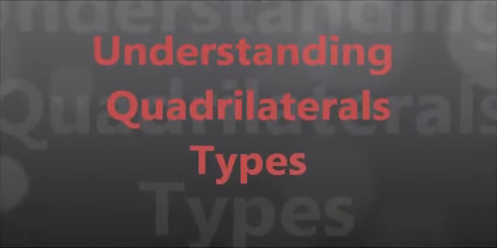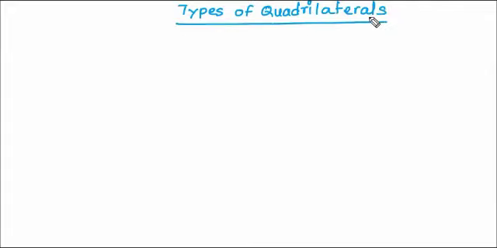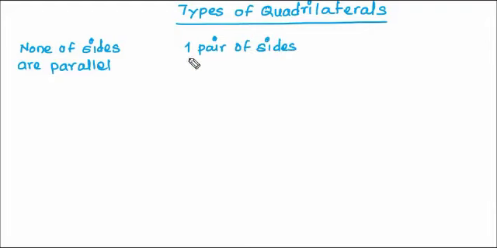Hello everyone. In this video, we'll look at different kinds of quadrilaterals. We'll divide these quadrilaterals into three categories based on whether their sides are parallel to each other or not. First, we'll see none of the sides are parallel to each other. Then we'll talk about one pair of sides being parallel. And lastly, we'll talk about where two pairs of sides are parallel.